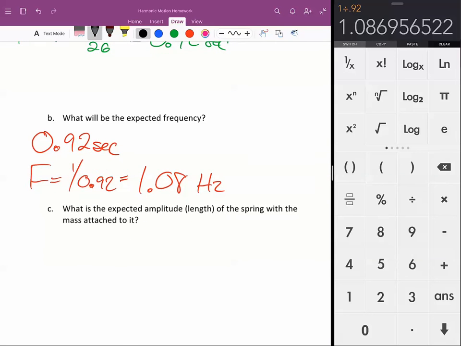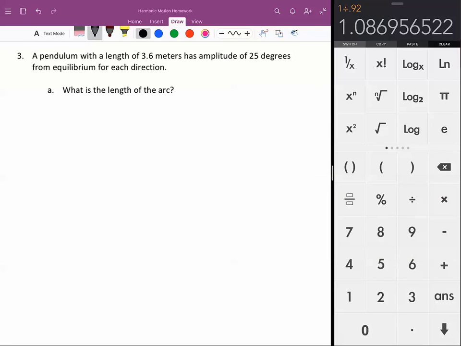Now for 3A, I'm told I have a pendulum of 3.6 meters, and that pendulum has an amplitude of 25 degrees for each direction from equilibrium. So we have a total angle of 50 degrees because we had originally 25 plus 25. So 25 for the left and 25 degrees for the right.